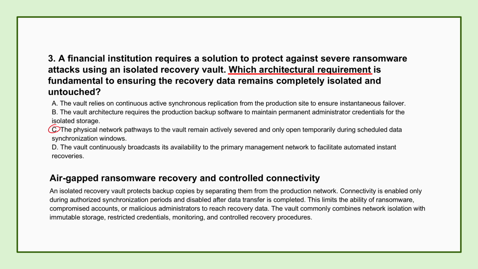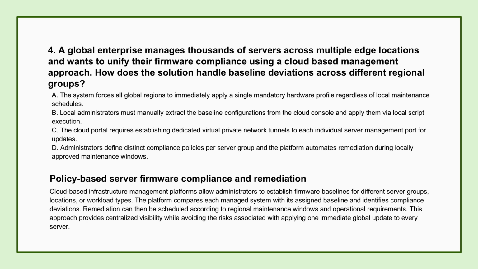But securing one highly guarded vault is relatively straightforward. Taking those strict operational standards and applying them to a massive geographically scattered footprint, oh, that's a whole different beast. Yeah, that introduces an entirely new kind of engineering chaos. Which brings us to question 4. A global enterprise manages thousands of servers across multiple edge locations and wants to unify their firmware compliance using a cloud-based management approach. How does the solution handle baseline deviations across different regional groups?